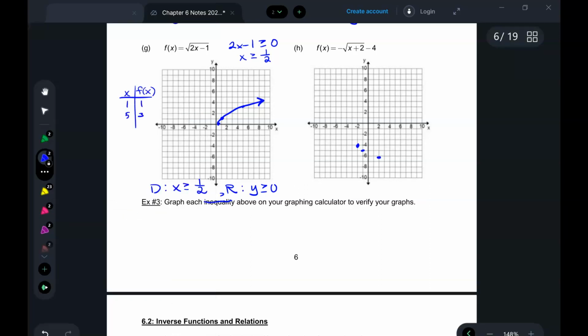How do I get negative 2? Oh, wait. Actually, no. Negative 1, negative 5. This is negative 2, negative 4. And since there's no coefficients, but there's a negative, I go down 1 over 1.